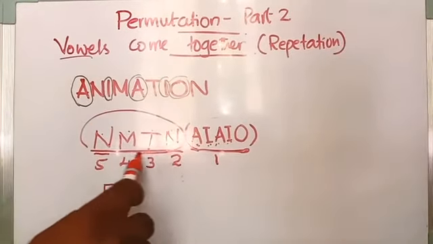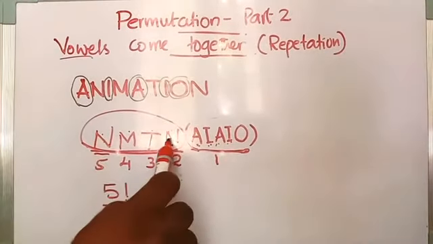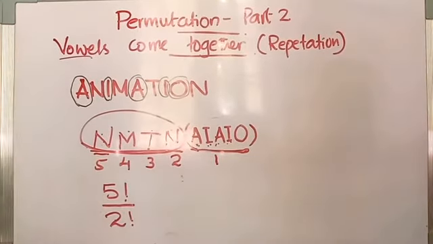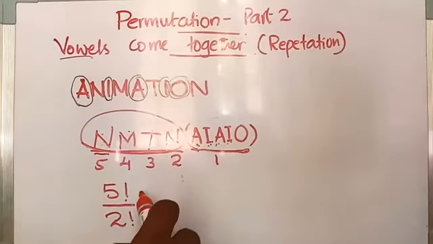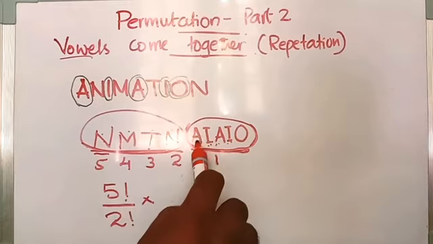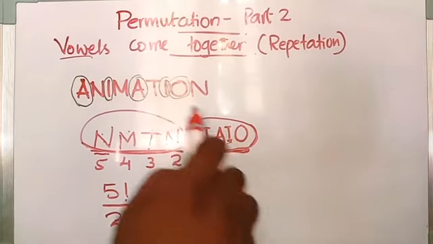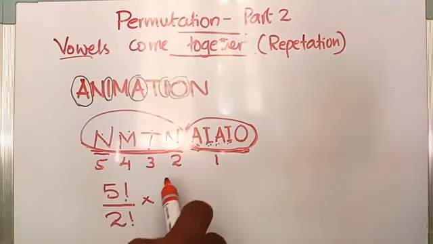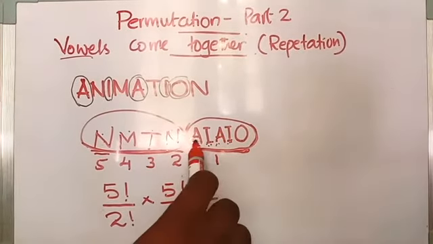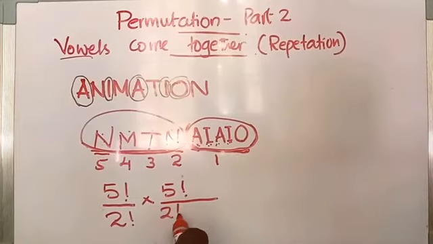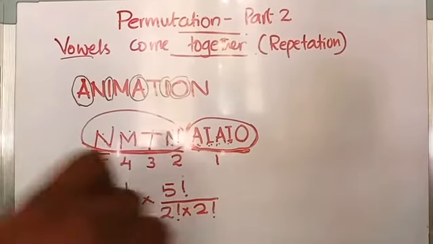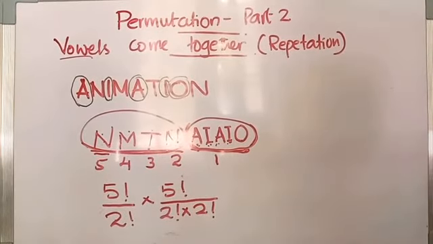Let's see this part. When you think about this part, there are 2 N's, so it can be written as divided by 2 factorial, multiplied by. When you consider this group, there are 1, 2, 3, 4, 5 letters, so it can be written as 5 factorial. But there are 2 A's, so divided by 2 factorial, into 2 I's gives us 2 more factorial. That will be the answer.